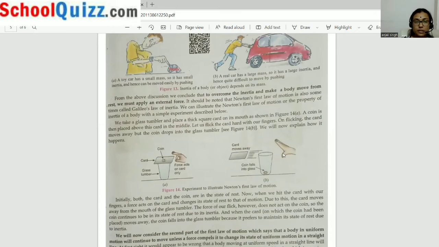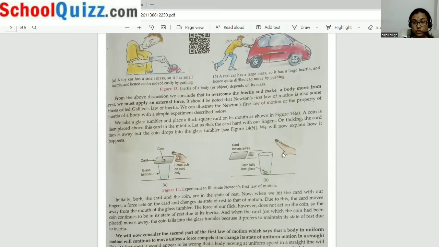So when you apply the force on the cardboard, what will happen? Only the cardboard will move. The coin will remain in its own position and the coin will drop into the glass. Yes. The force of our flick does not act on the coin, so the coin continues to be in a state of rest due to the inertia.